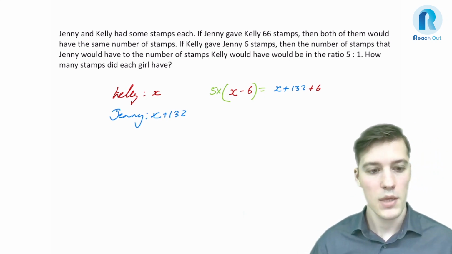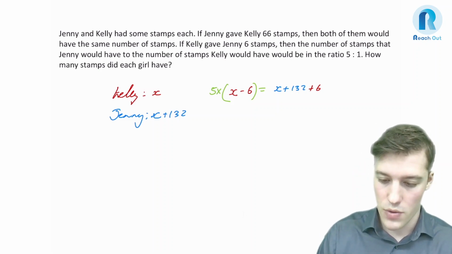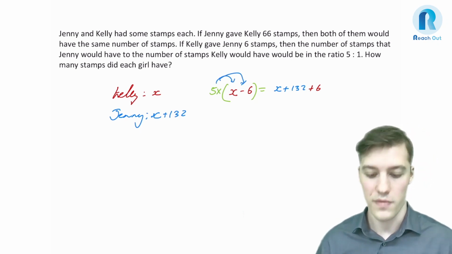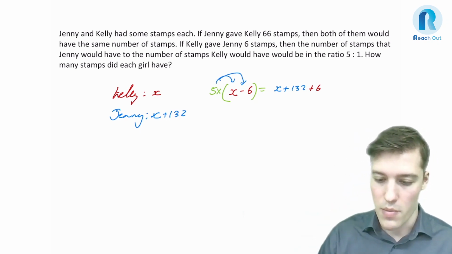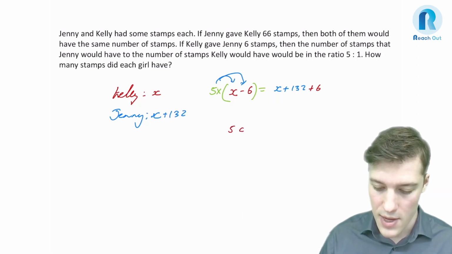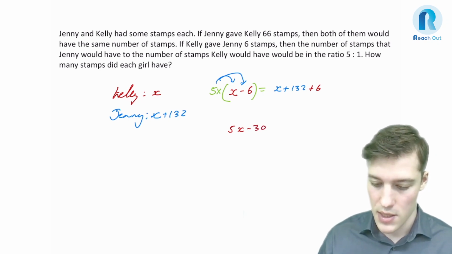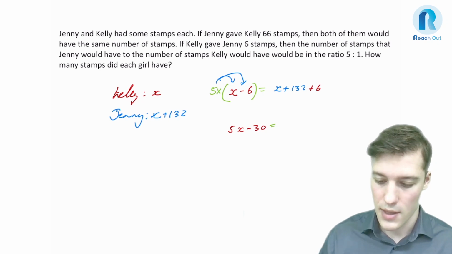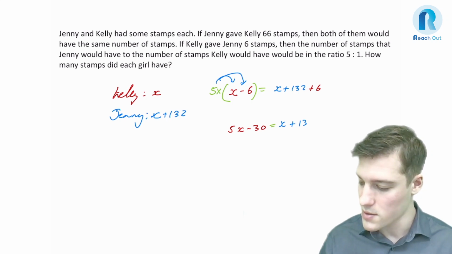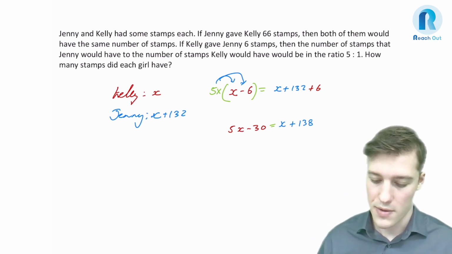Now I just have to simplify it a bit and then I can solve it. What I'm going to do first is I am going to use the distributive property. So I'm going to distribute this 5 into the x and the negative 6. So 5 times x is 5x, minus 6 times 5 is minus 30, and that is equal to x plus 138. Right, 132 plus 6, 138.